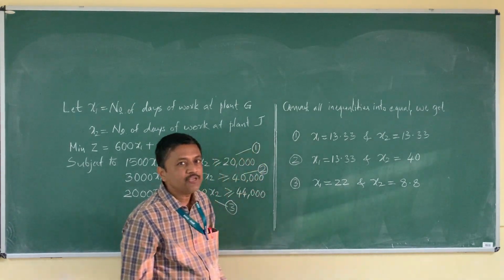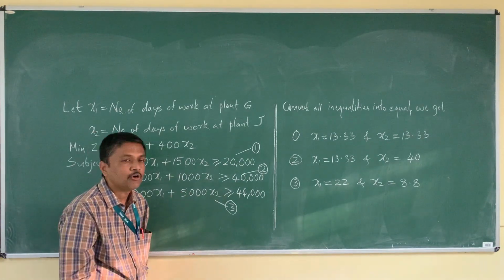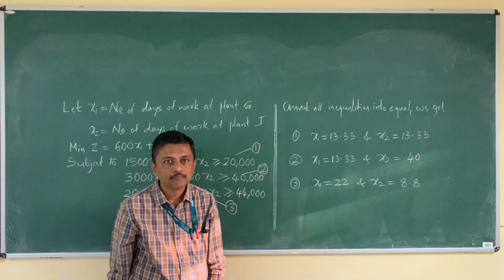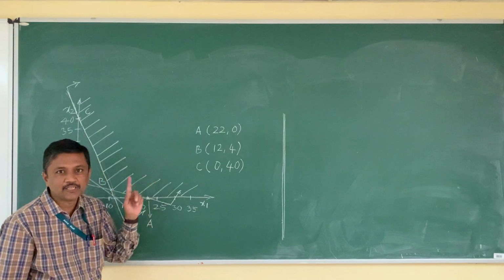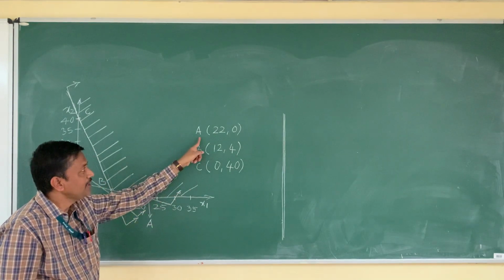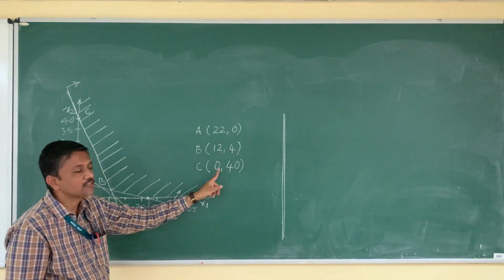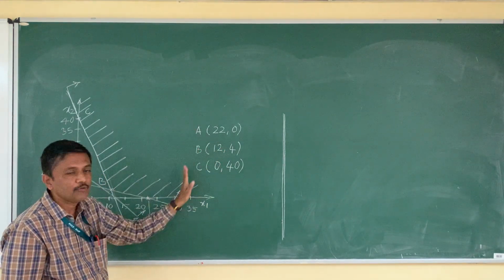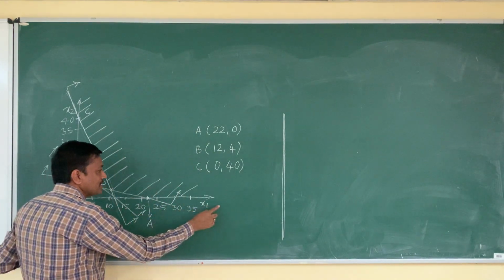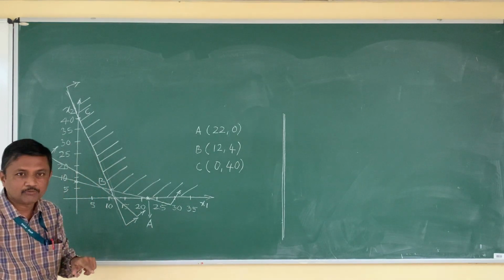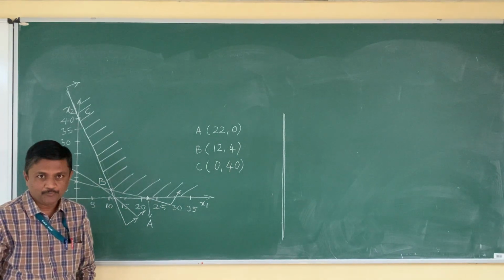The next step is we have to make the graph and put all these coordinates on the graph. So after getting the coordinates for all the three constraints, we are going to have A as 22, 0, B as 12, 4 and C as 0, 40. But how are we going to get this? By drawing on the graph paper. On the x-axis, we are going to plot x1 coordinates. On the y-axis, we are going to take x2 values.